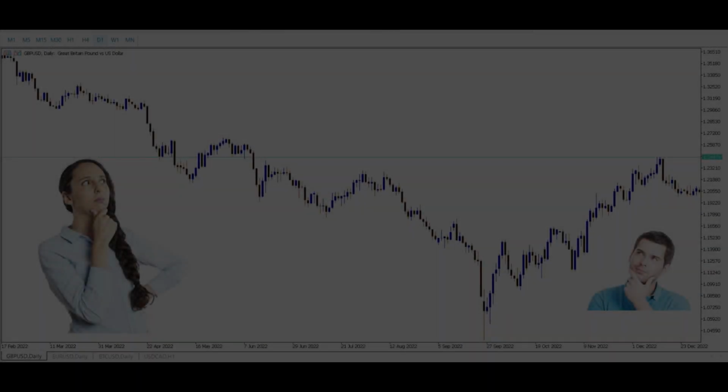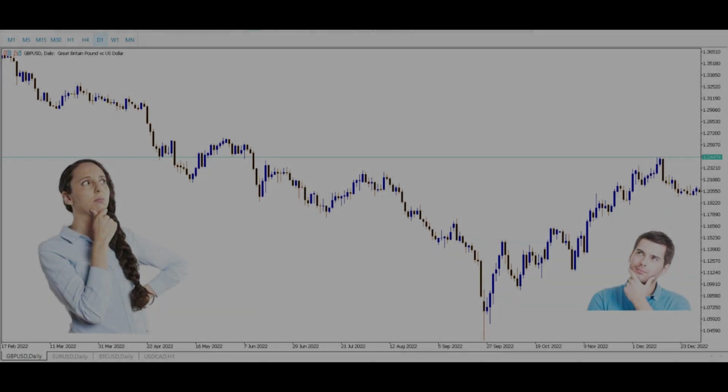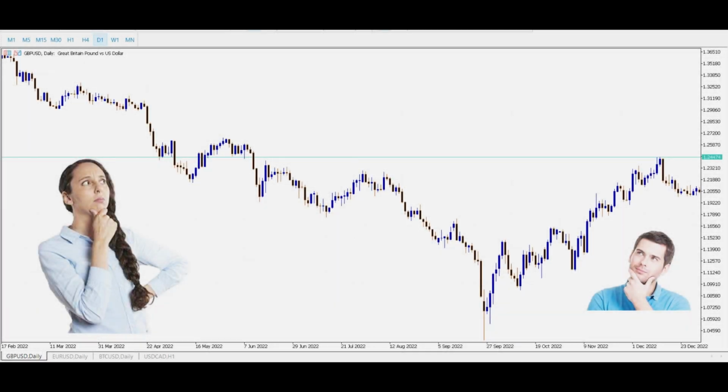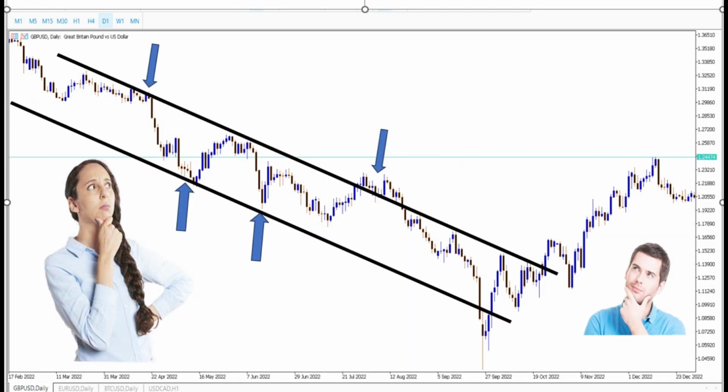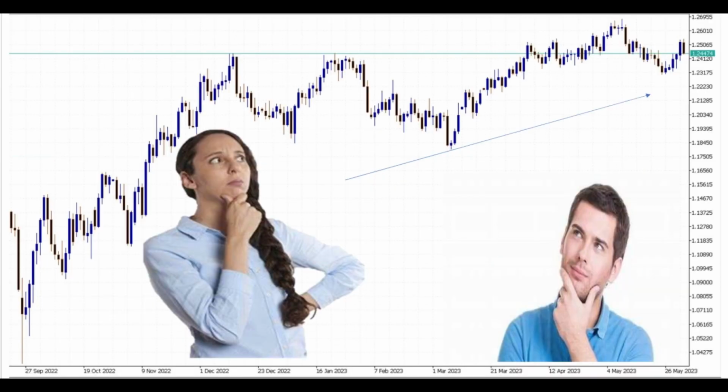So let's get started. Identifying and understanding trends is crucial in trading because it provides valuable insights into market sentiment and helps traders anticipate potential price movements. Here are a few ways trends can be used in trading. Many people have been asking, how do we draw a trend line? So first, what are trend lines?